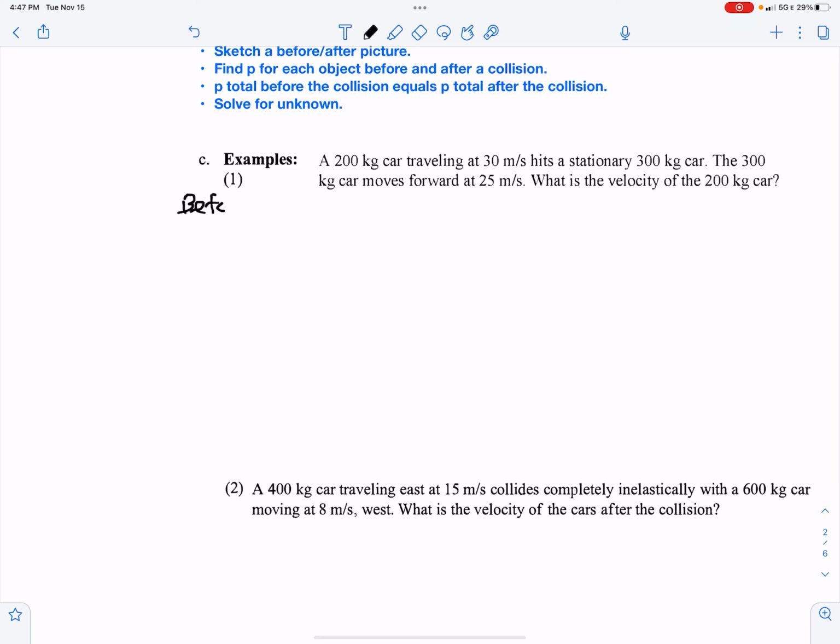So before, and I'm not going to draw the car as a car. I'm just going to draw it as a block. So we have a 200 kilogram car, and it's moving with a speed of 30 meters per second. Okay, and it's going to strike a 300 kilogram car initially at rest. Okay, and that's the before. We'll do the math in a minute. We'll do the work, but let's just set it up.